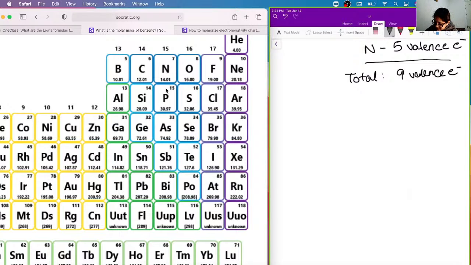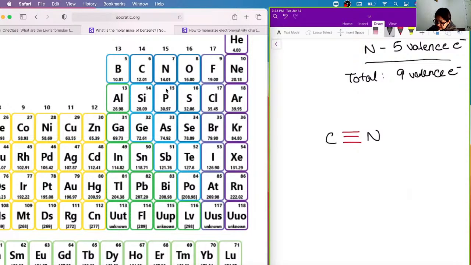So let's draw this out. You have a triple bond, and then you have this. So we know that 6 of them are being shared, right? 2, 4, 6, and that leaves us with 3 more electrons.